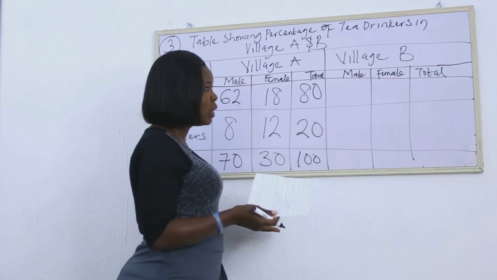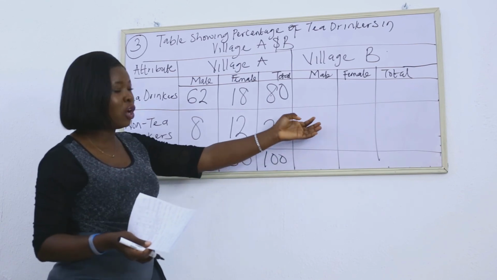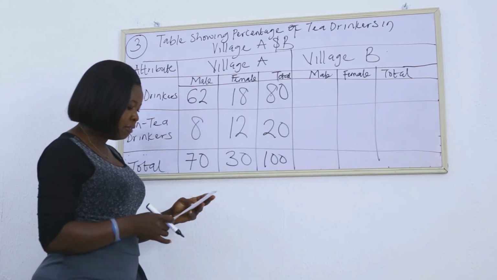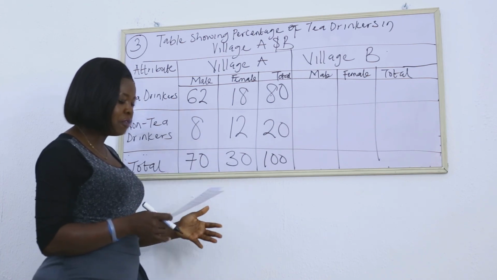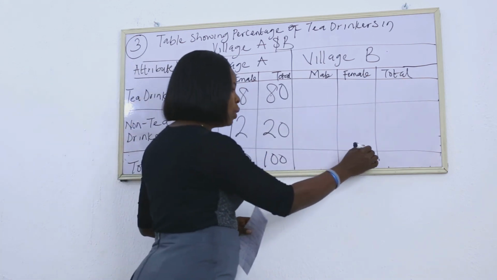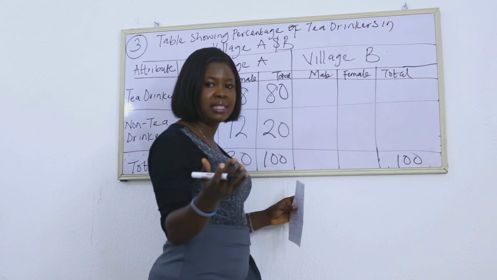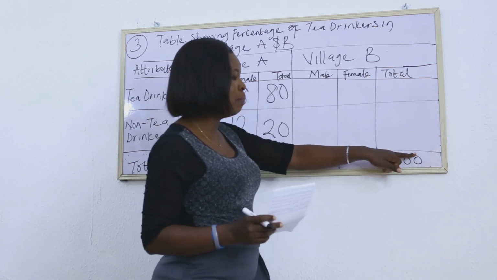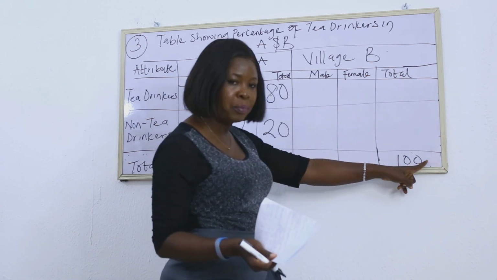Then I'm also going to go to village B now. Village B, the same pattern of questions for village A is also asked for village B. Village B says 55% were male. Don't forget we are working in percentage, so the total will give us 100% because it is in percentage. If they have not said it is in percentage, I don't have any right to put 100 here. But because they have said it is in percentage, that's why I'm putting 100 here.